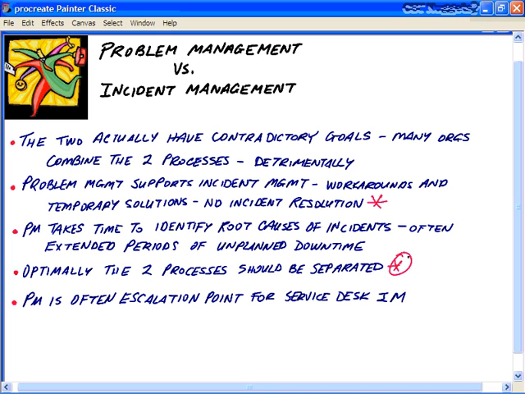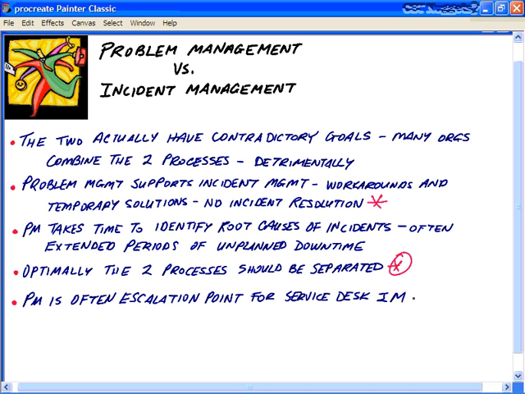Also, problem management is often an escalation point for the service desk incident management. When you're escalating either vertically or horizontally, often you're going now into the realm of problem management. For example, let's say your company has implemented a custom sales lead tracking application for your sales force, and you notice that you've got several incidents at the service desk for errors that are popping up when your user or customer is trying to export that database into, let's say, a spreadsheet or some other format so they can make it mobile and take it with them.